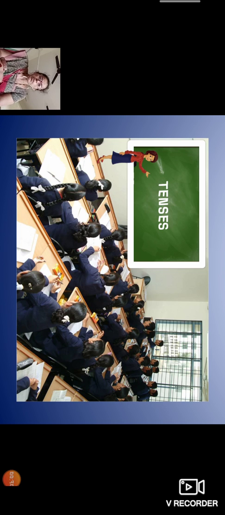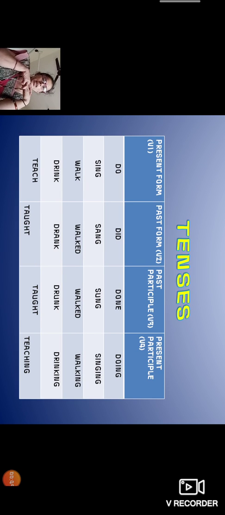Let's just revise with the previous one. Then we will go ahead with the new one. Okay, so here children, already you have learned about the tenses, and in your classwork also you have written this table, right? I think you know about this. So the present form, past participle and present participle, right children?